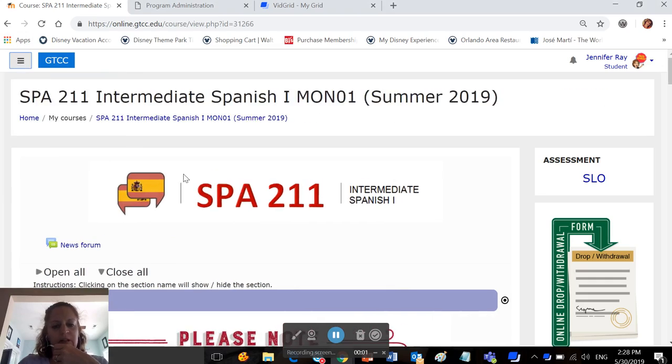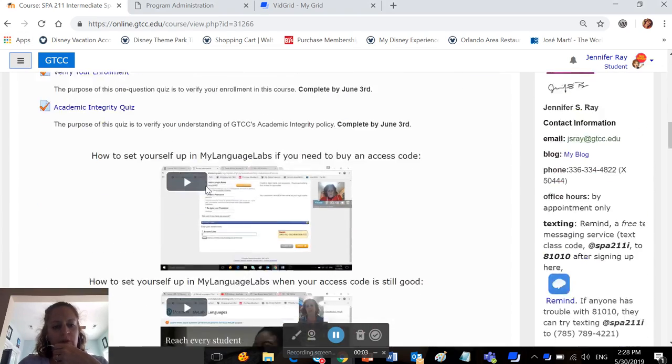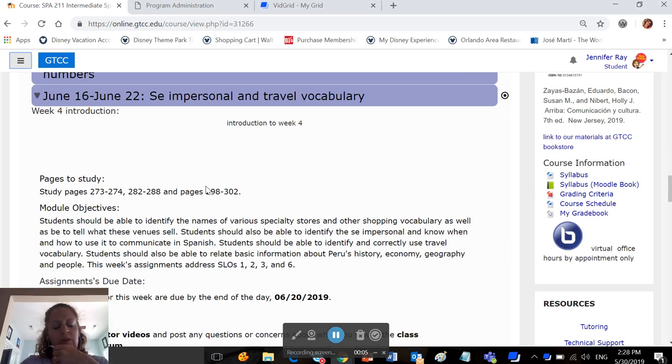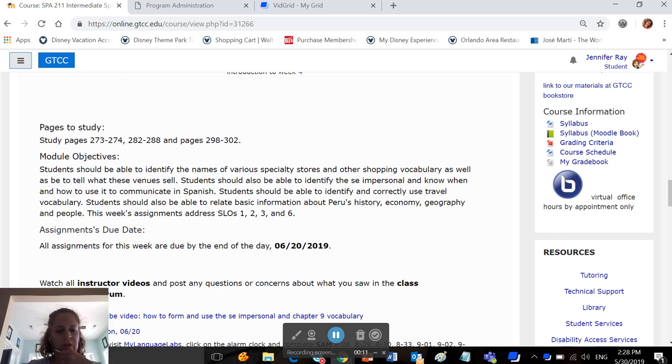Okay, so I'm going to go ahead and introduce week 4 to you, which is June the 16th through June the 22nd. We're looking at the se en personal and travel vocabulary. You're going to want to study pages 273 to 274, 282 to 288, and pages 298 to 302.